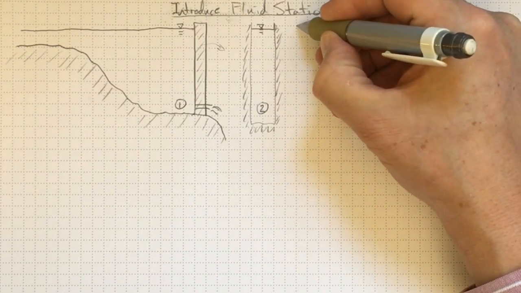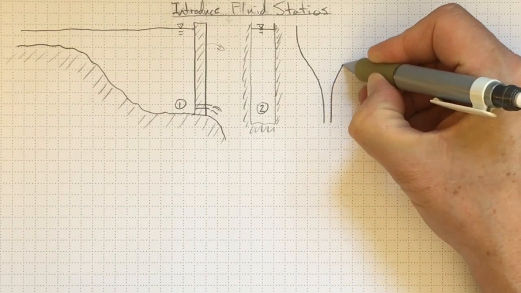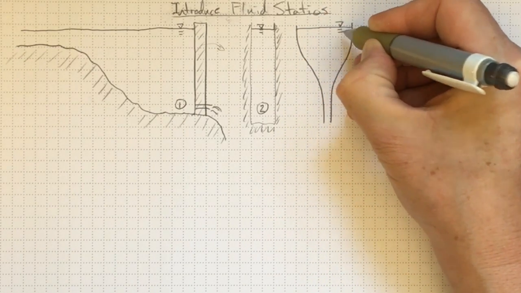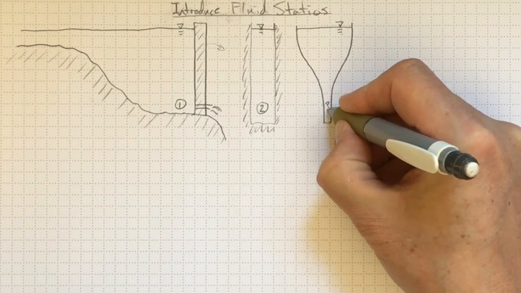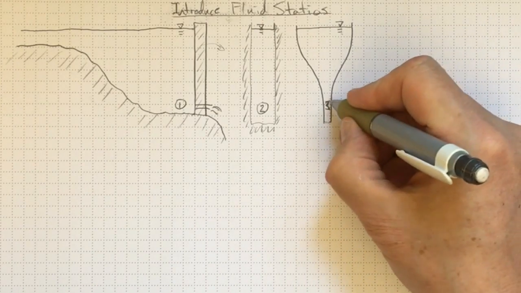How about this case where the walls aren't vertical, where we're concentrating our reservoir down onto a small area? Water there, and we've got this small area down here. What about location 3? Is the pressure there different from the pressure at locations 1 and 2?